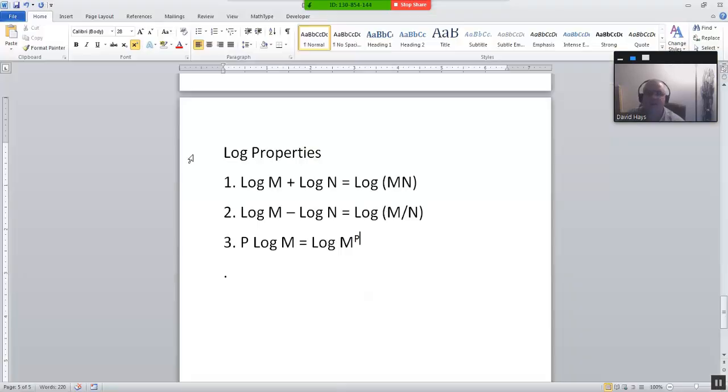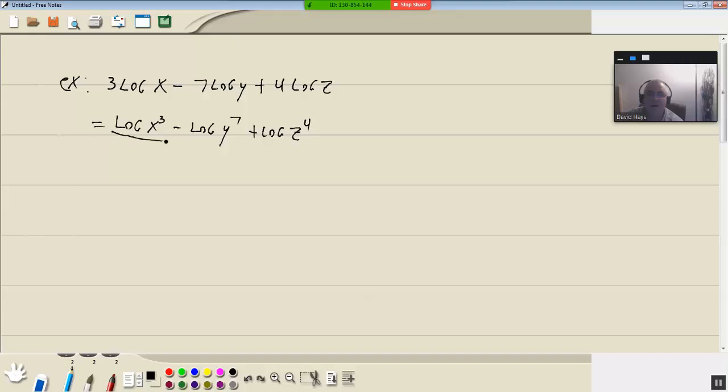Now, other than that, for properties 1 and 2, you use these just with your order of operations. You apply them as you encounter from left to right. Our first addition and subtraction from left to right is right here. And subtraction becomes division. So this will become log x to the third over y to the 7th plus log z to the 4th.